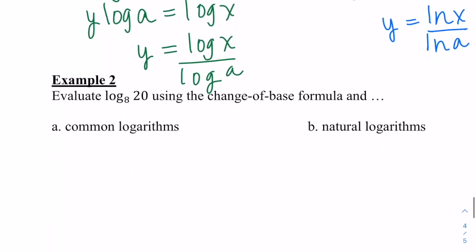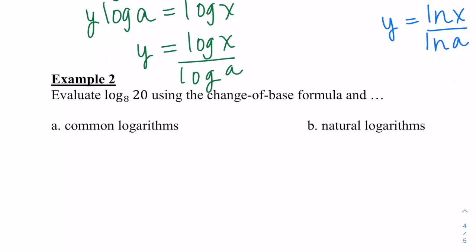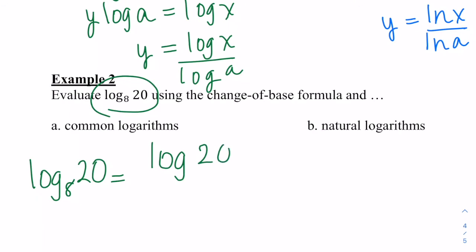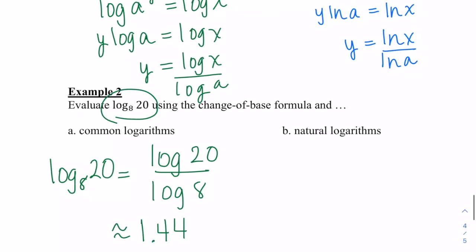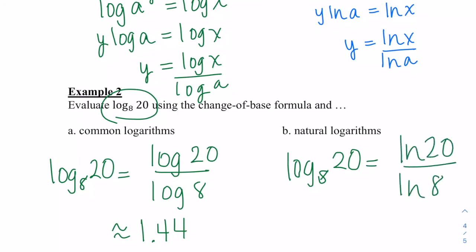So when we solve these, we can solve them with our calculator much more easily. If we wanted to rewrite log base 8 of 20, we could calculate it with the common logs and put that in our calculator. So log of 20 divided by log of 8, and that's about 1.44. Or you can use natural logs. I'll write this over here again, just so we have that written. And this will be natural log of 20 over natural log of 8.